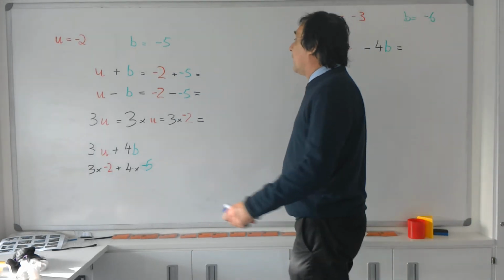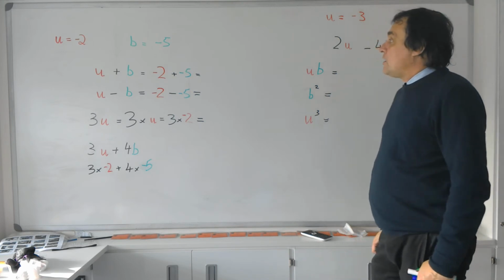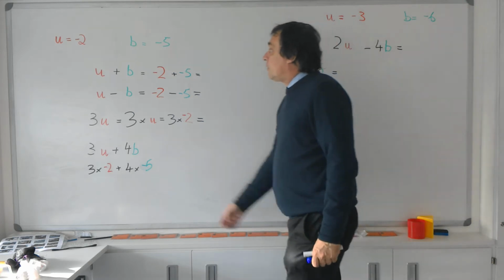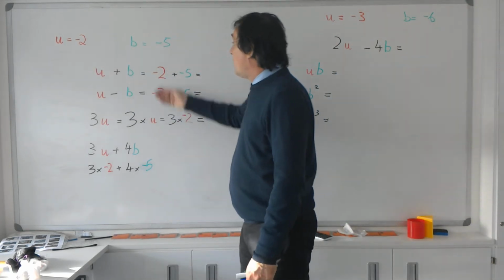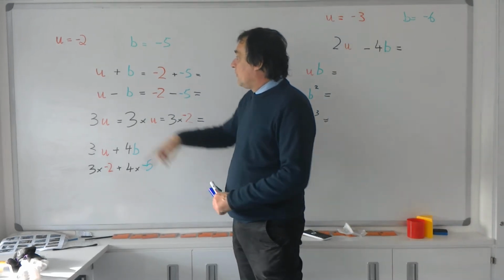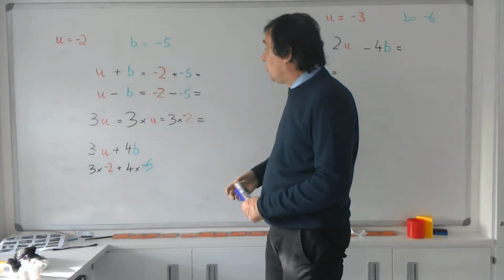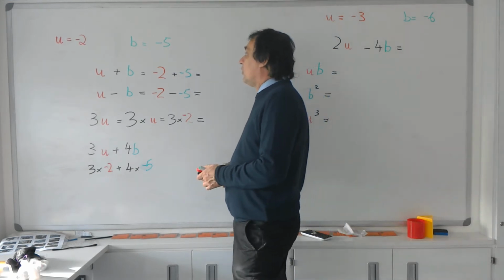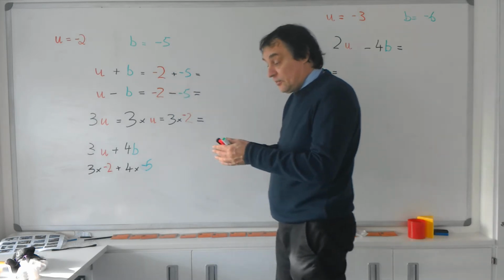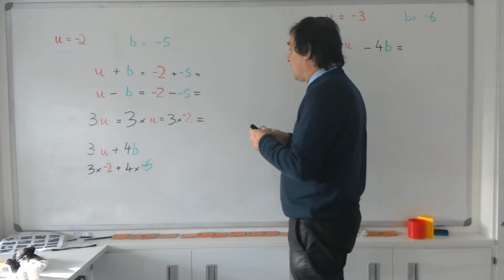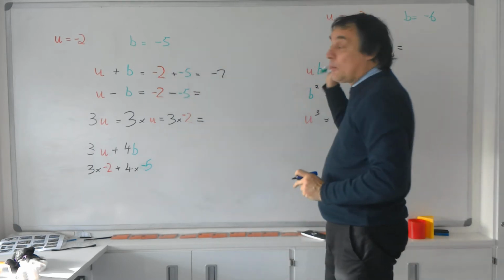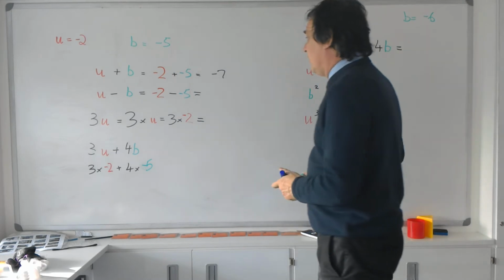Good morning. Substitution when you have negative numbers to substitute. So we've got u is equal to -2 here, and b is equal to -5. So instead of writing our u's and our b's for our letters, we can now substitute them into numbers. So u plus b is -2 plus -5, and that gives us an answer of -7, because remember we start on -2, we take another 5 off it to get to -7.